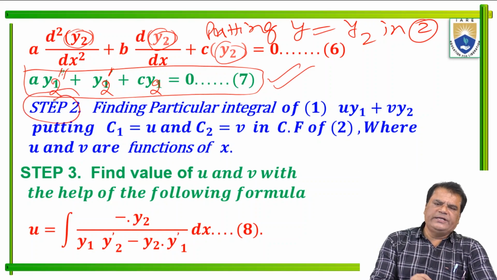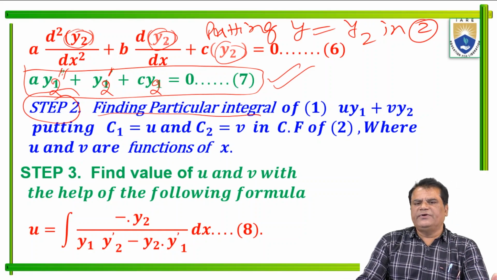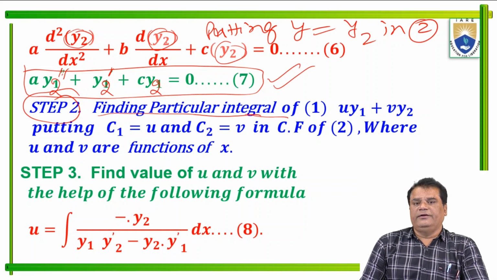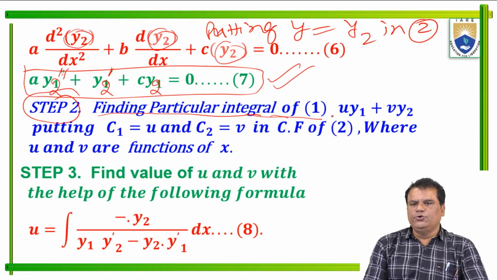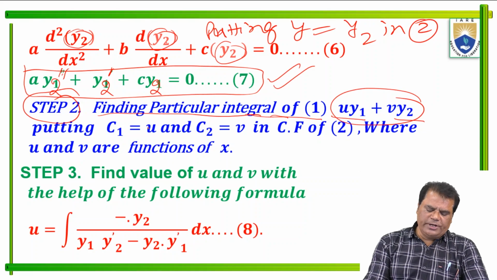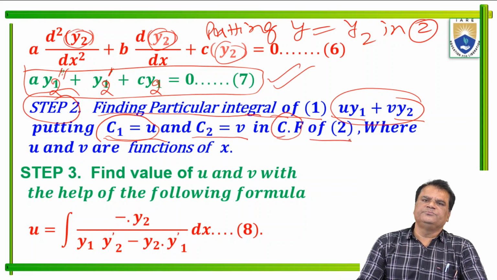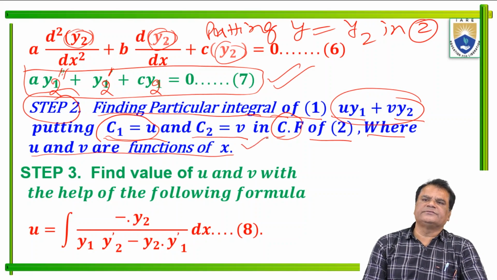Now step 2. What is step 2? Finding particular integral. After finding complementary function, finding particular integral. How we can find PI of 1? This is not PI 2, this is PI of 1. So PI of 1 is u y1 plus v y2. How we can get this result? Means putting C1 equal to u and C2 equal to v in complementary function of equation 2. Then we get PI, where u and v are functions of x.